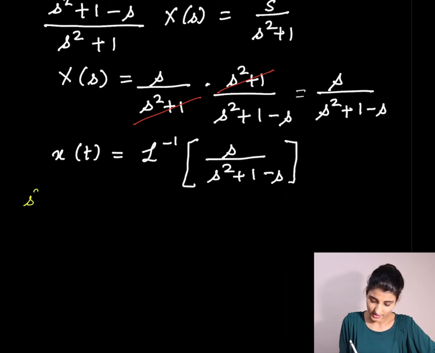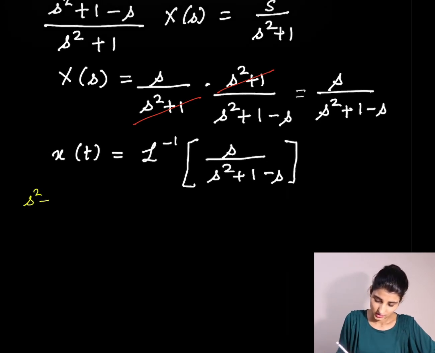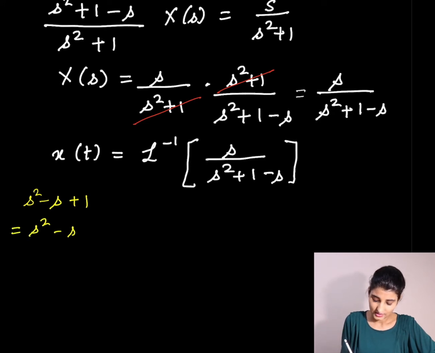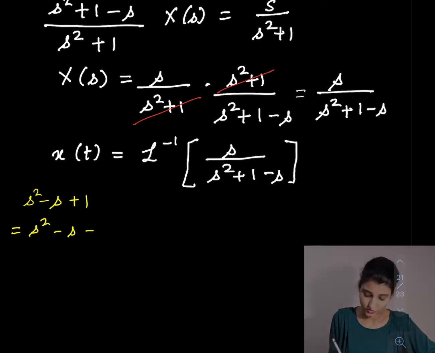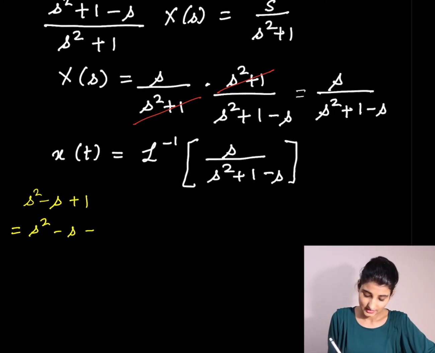So s square minus s plus 1. We add and subtract the 1/2 coefficient of s. So the coefficient of s is negative 1. We divide it by 2, so 1/2. So we add 1/2 square and we subtract 1/2 square.